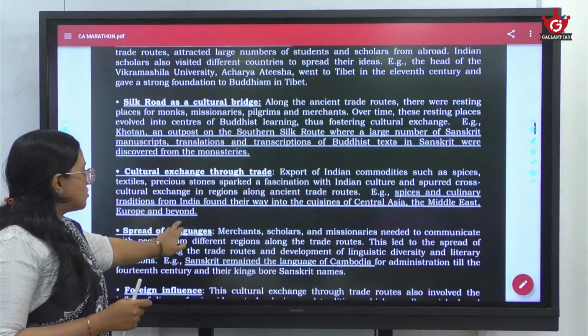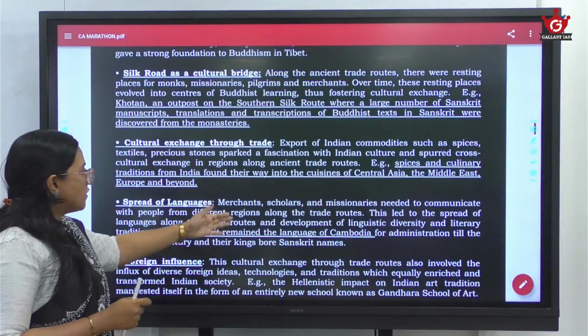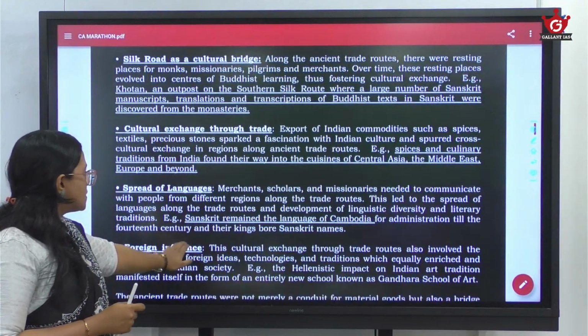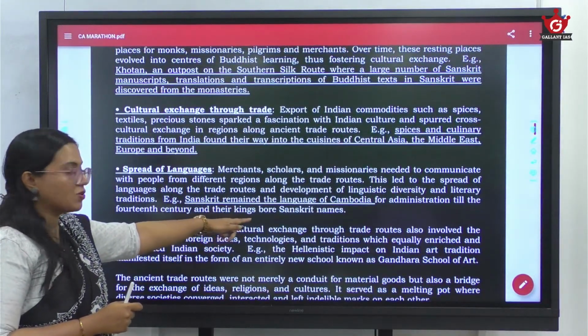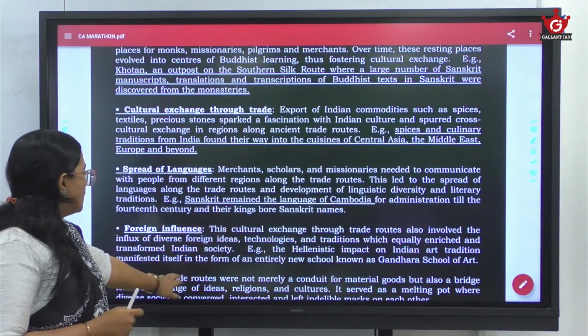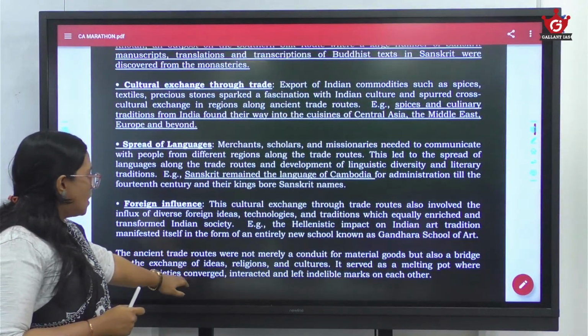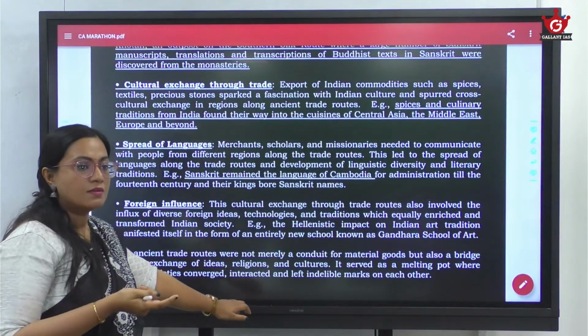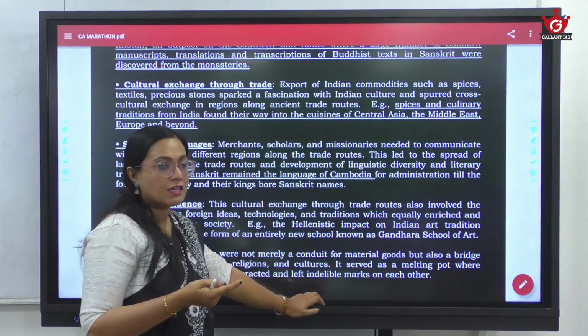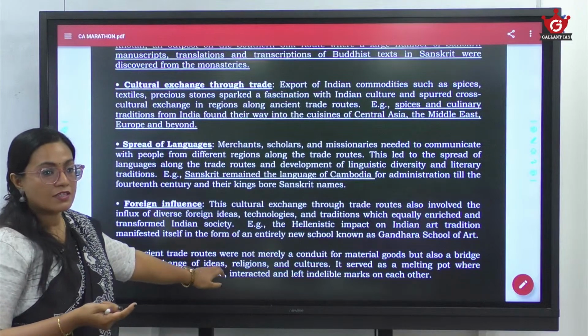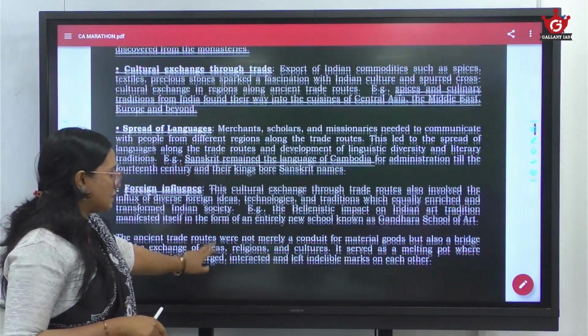Now, cultural exchange through trade, like we had trade with Central Asia, the Middle East and other countries. Spread of languages: Sanskrit was used in Cambodia. Foreign influences: how did these foreigners influence the education, culture, art, and architecture of our Indian society?